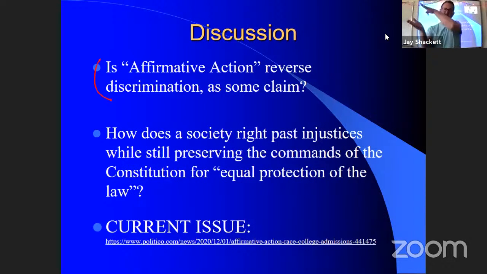discriminate against the majority group in the name of righting past wrongs for minority groups, or lifting up those who have been historically barred, right? Does the 14th Amendment essentially allow for the unequal treatment of the majority in the name of righting past wrongs done to the minority? This is an interesting question. How does a society right past injustices while preserving the Equal Protection Clause and the commands of the Equal Protection Clause? And let me just show you, this isn't some sort of philosophical question.